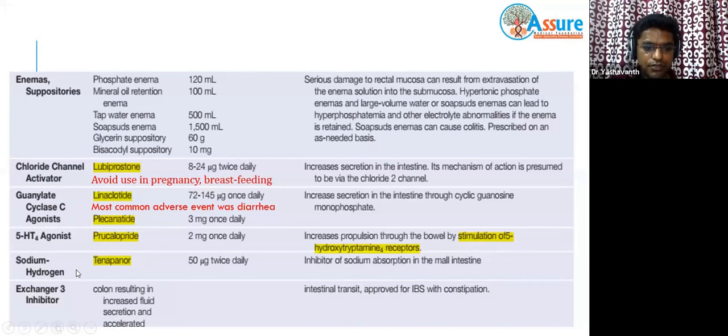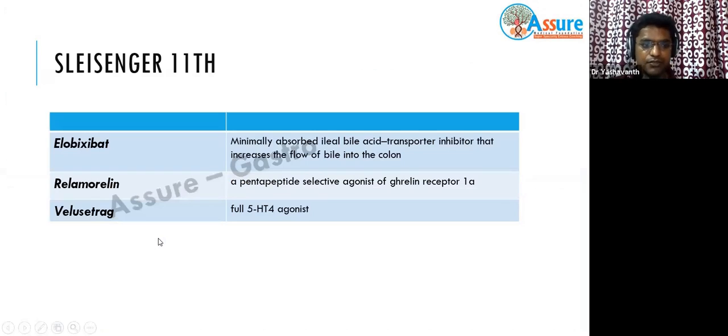Then sodium hydrogen exchanger inhibitor, a sodium absorption inhibitor, is tenapanor. So these are little tongue twisters and newer drugs. Please go through them. Other than prucalopride and lubiprostone, most of these are not available in day-to-day practice.